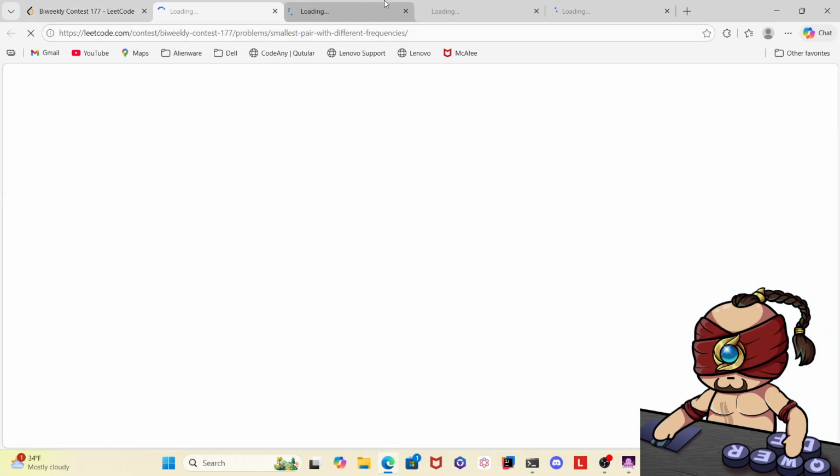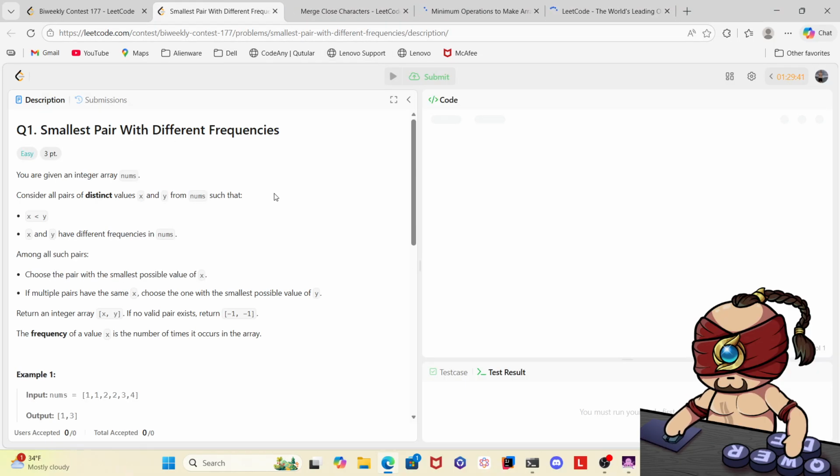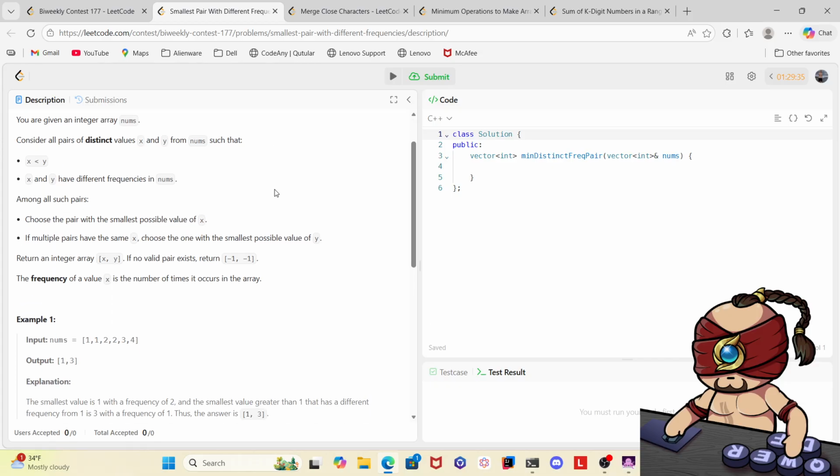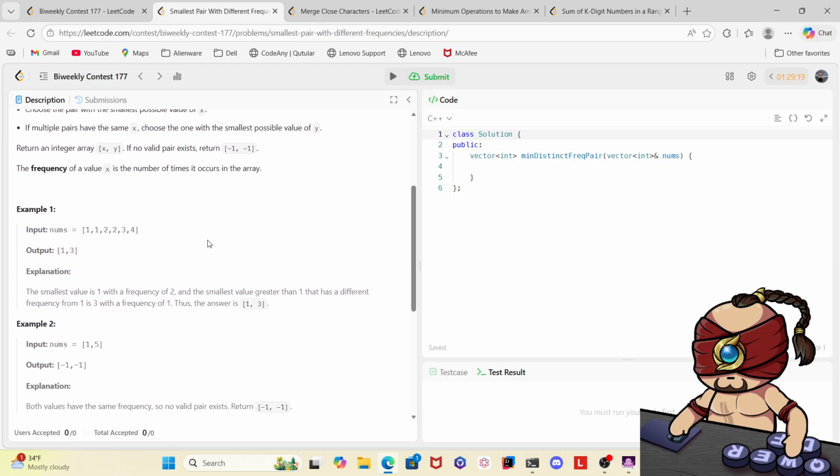Smaller pair with different frequencies. Merge close characters. Sum of digits in a range. XY different in frequency. Choose the pair with the smallest possible value of X. Oh, okay.